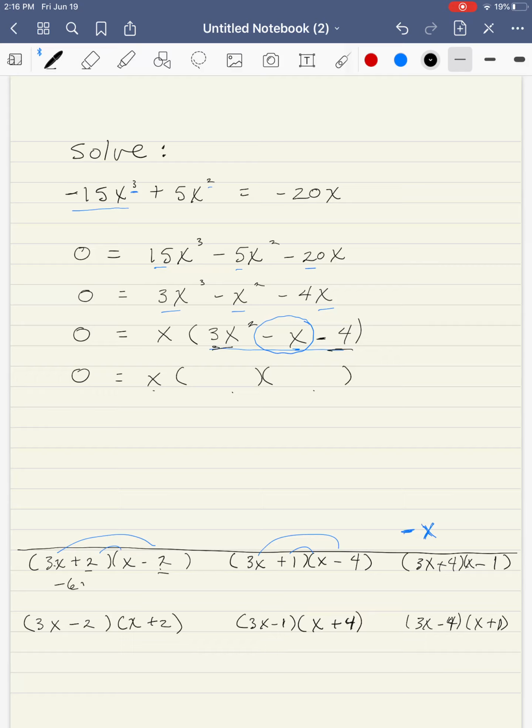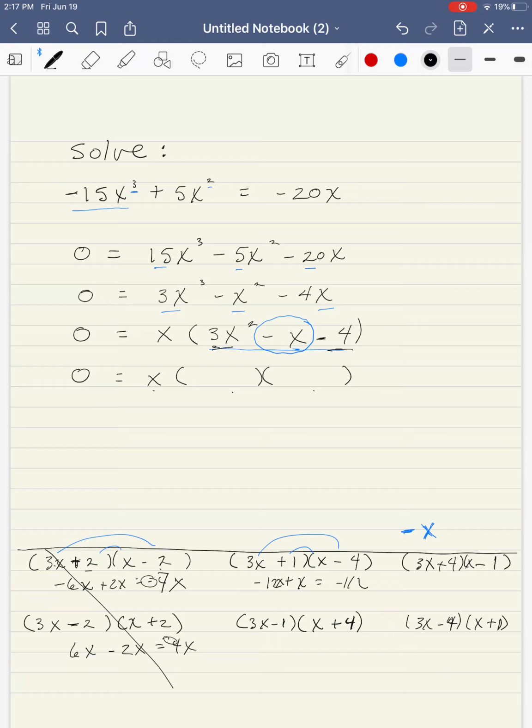All right, so I see that for this one, multiplying 3x times negative 2 and 2x is negative 4x. And if I switch my signs here, notice what happens. I'm going to get positive 6x minus 2x is positive 4x. So switching the sign changes the sign here, but it doesn't change the number. So neither of those work.